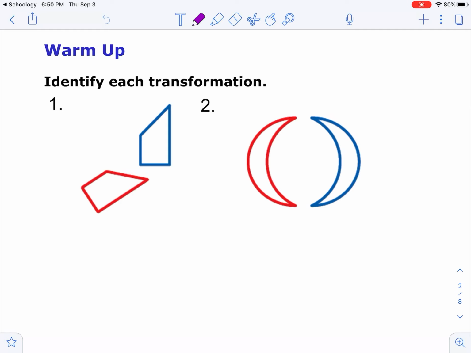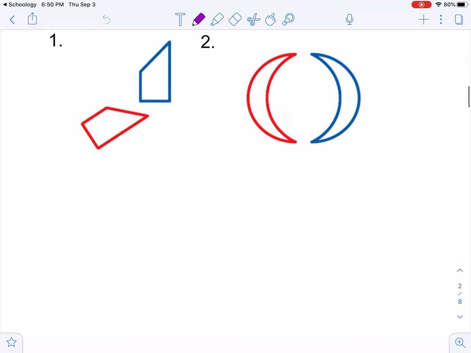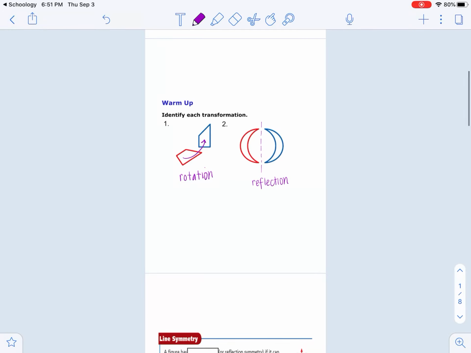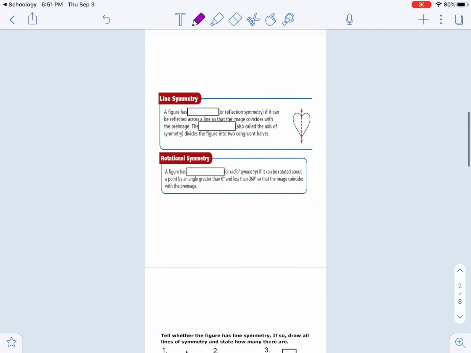So this warm up here says identify each transformation. I want to know, is it a reflection, a rotation, a translation, a dilation, or none of these? All right, if you look at the first one here, it's turned. If it's turned, it's a rotation. Next one, if you look right here, there is a line I can draw right down the middle, and then it's reflected over that line. So this is a reflection. If you ever think it's a reflection and a translation, both of those combined, that means it's a rotation.